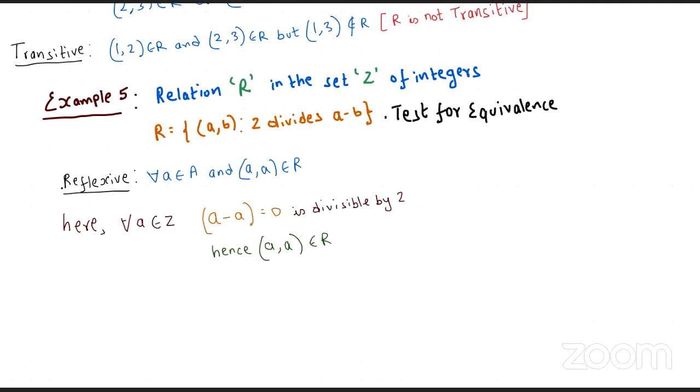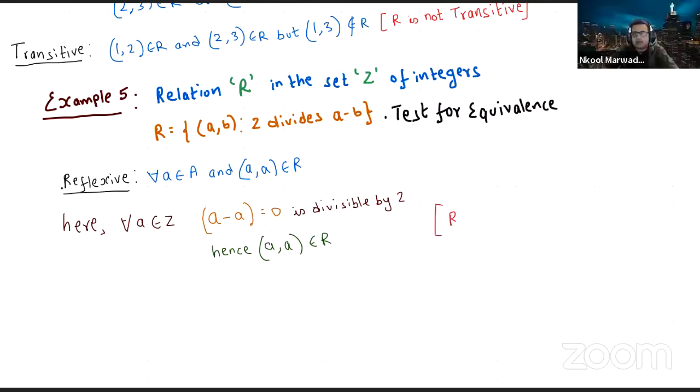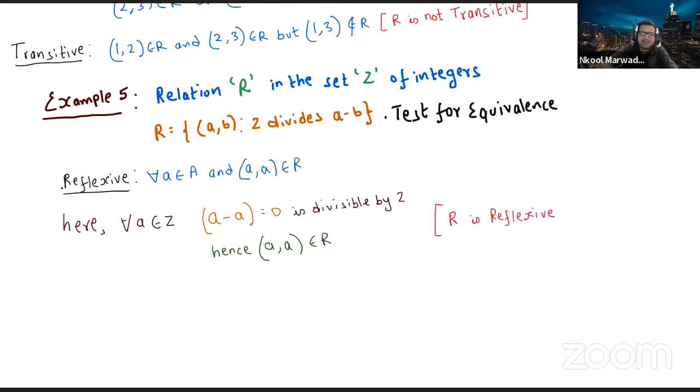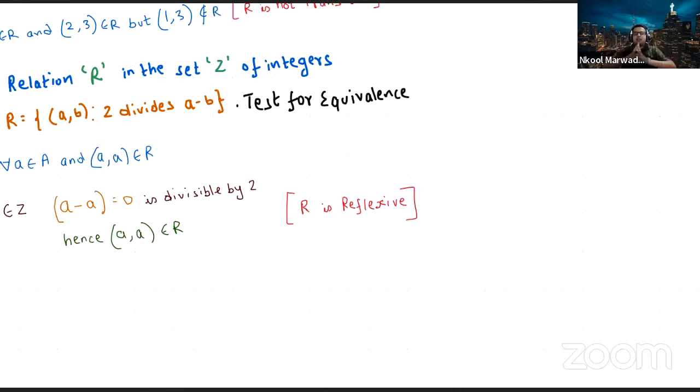But how is 0 divisible by 2? Good question. Very good. It's a very interesting question: why is 0 divisible by all the numbers? Why is it so? Let us prove it.